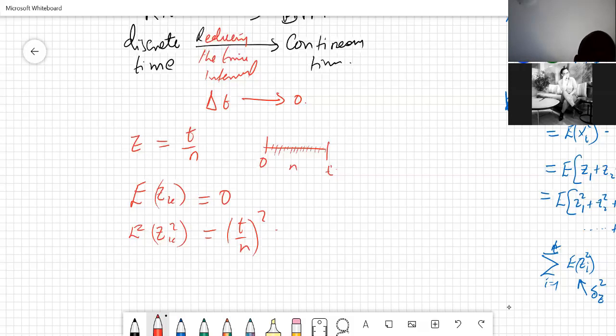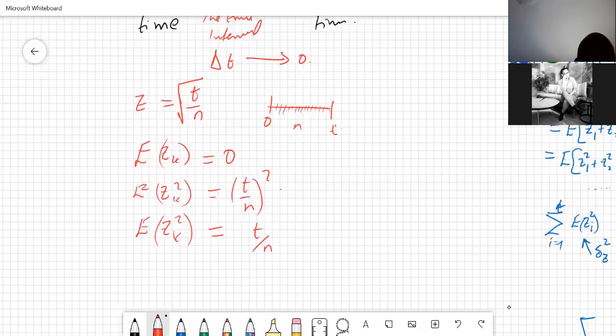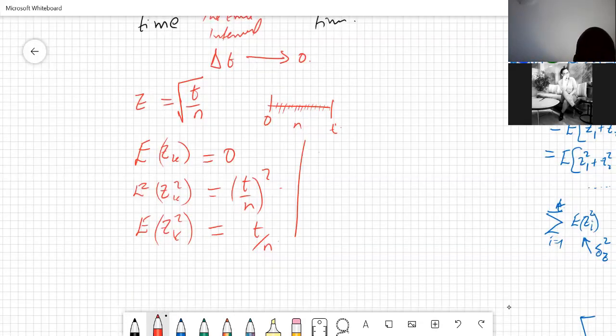So what happens here is that, just for simplicity, instead of having t over n, we take the square root. Z now is not just t over n, but the square root of t over n. Then our expected value of zk squared would be just t over n, not squared. Now, if that is the case, then what does the expected value of xt become?